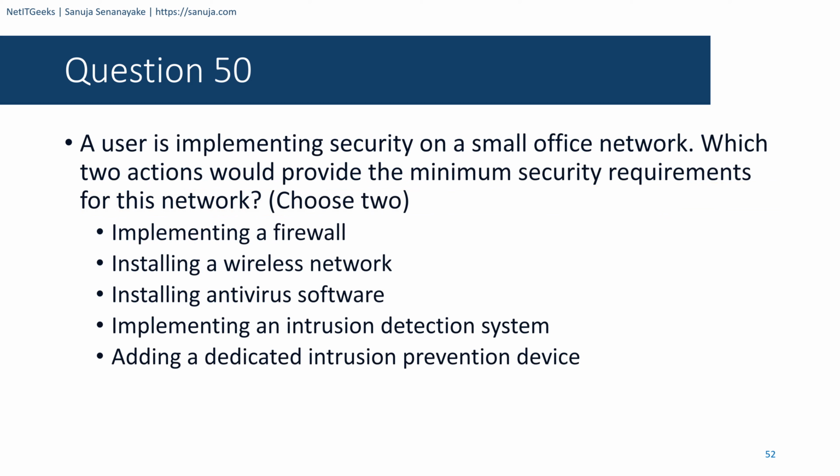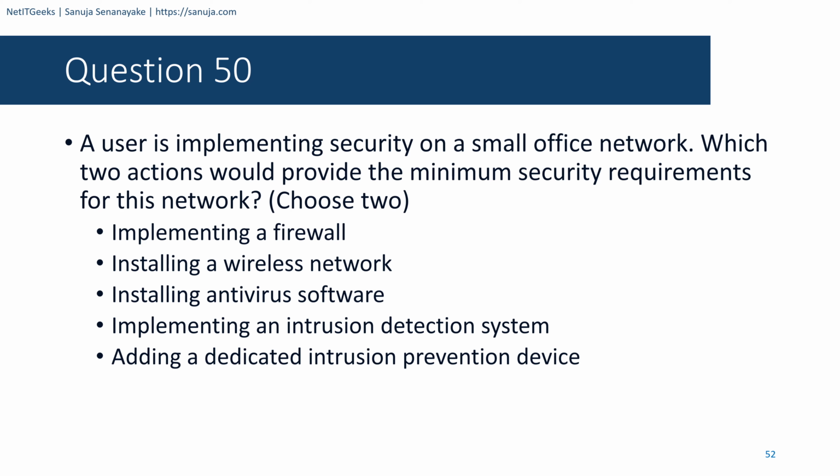Question number 50. A user is implementing security on a small office network. Which two actions would provide the minimum security requirements for this network? So what is the minimum that he has to do to meet some security standards? We need to choose two. The options are implementing a firewall, installing a wireless network, installing antivirus software, implementing an intrusion detection system, and adding a dedicated intrusion prevention device.